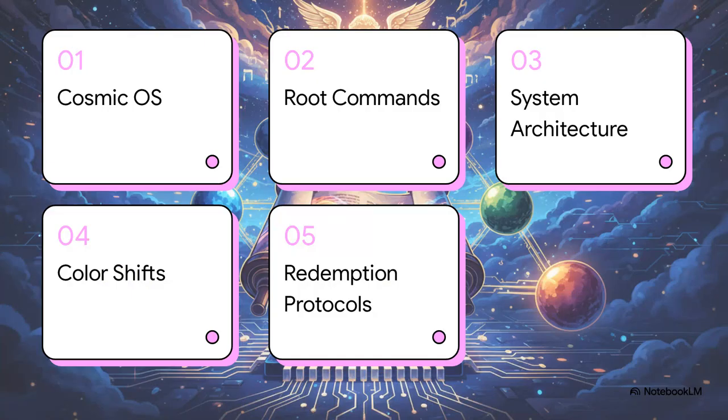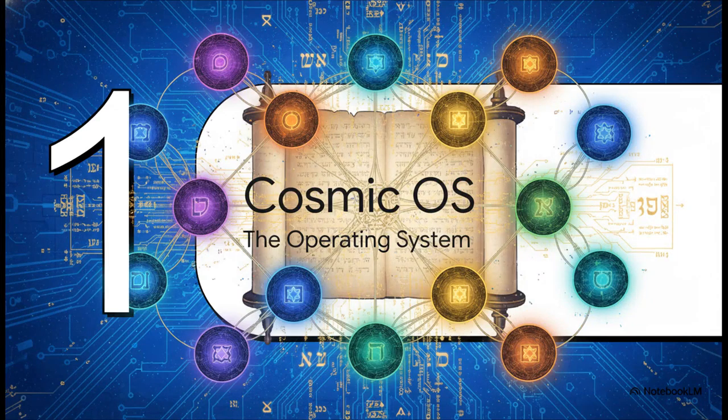Okay, let's dive into this using a framework we can all wrap our heads around. Think of our roadmap today as a system boot-up sequence. First, we'll explore the cosmic OS. Second, we'll break down the root commands, Zeh and Zot. Third, we'll look at the system architecture. Fourth, the color shifts. And finally, number 5, the redemption protocols. So, initiating step 1, the cosmic operating system.